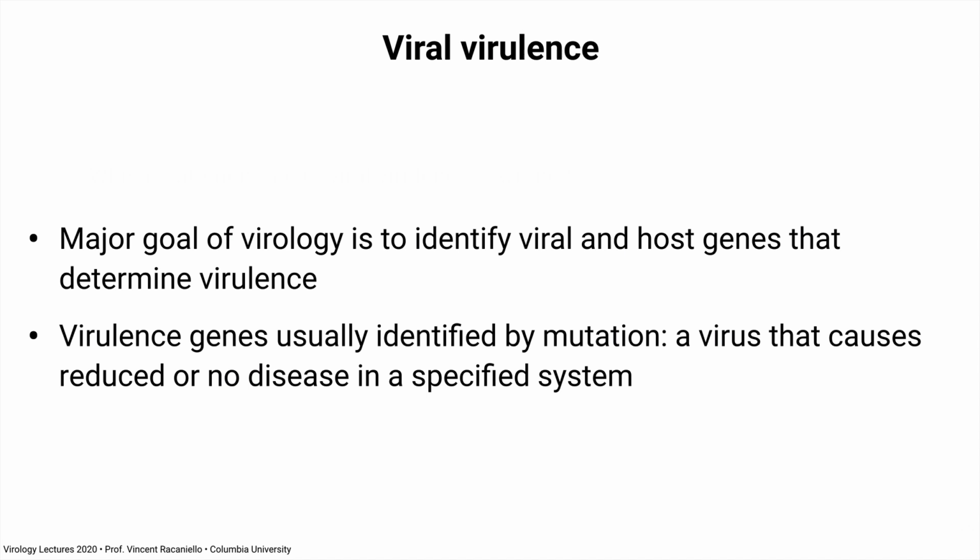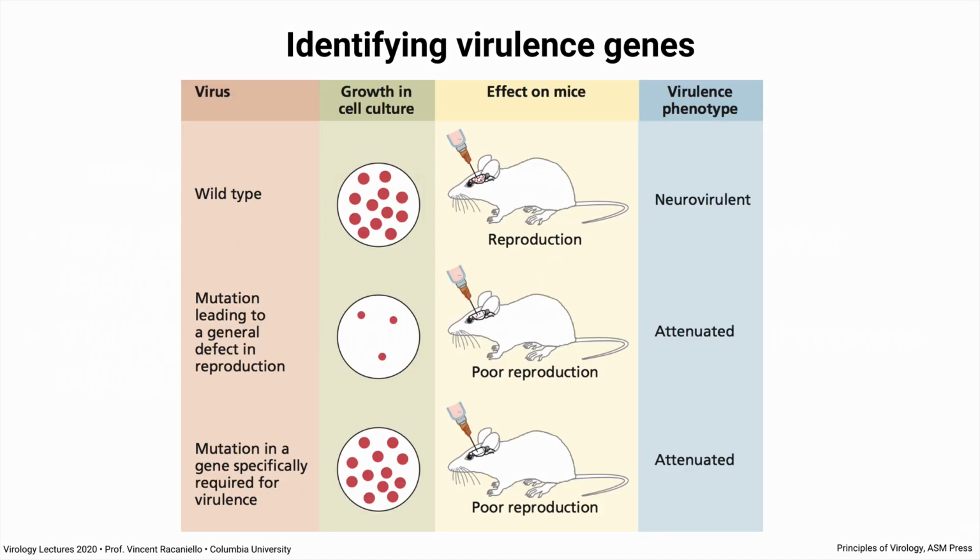Let me give you an example of this. Here's some experiments using mice as an animal model to identify viral virulence genes. And we have a virus, a wild-type virus, which grows very nicely in cell culture, makes nice plaques. We can inoculate it intracerebrally into mice. The virus will reproduce, and it will cause disease. It will cause disease of the central nervous system. So we say the virulence phenotype is neurovirulence.